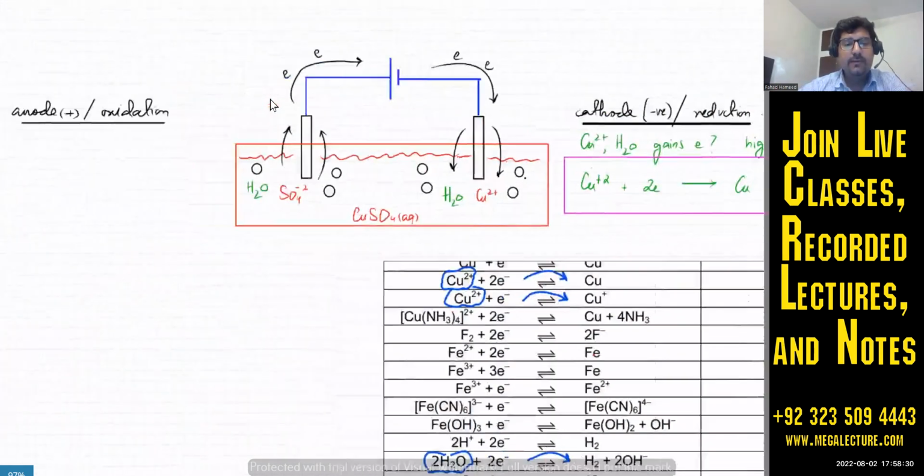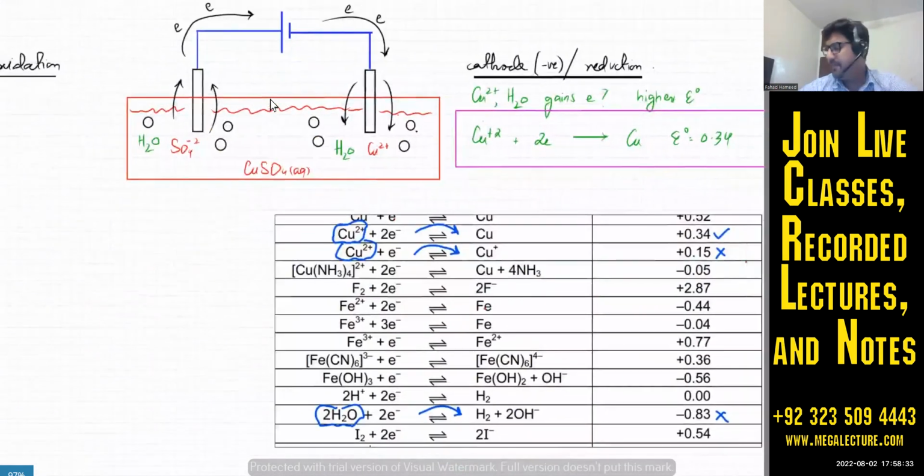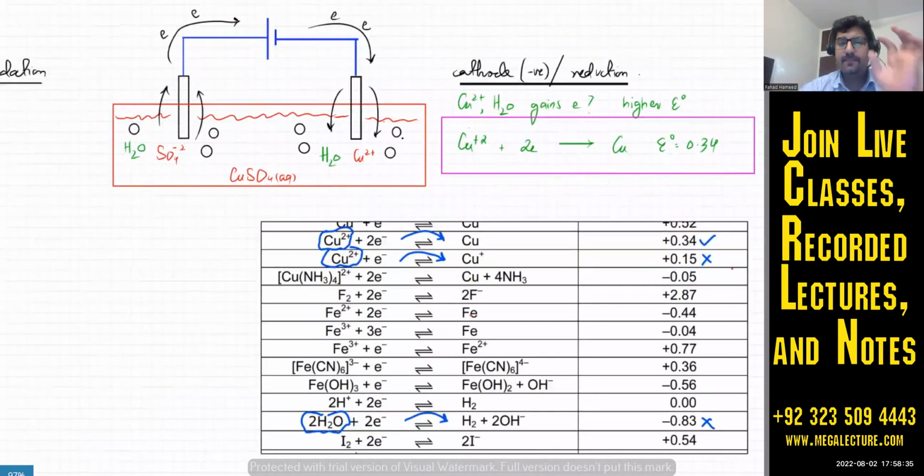Okay, anode, who's going to lose electrons? Is this clear? Anna, is it clear? Alicia, obviously it's clear.